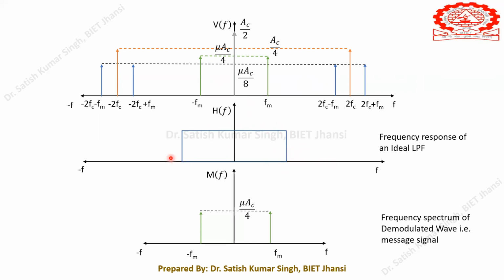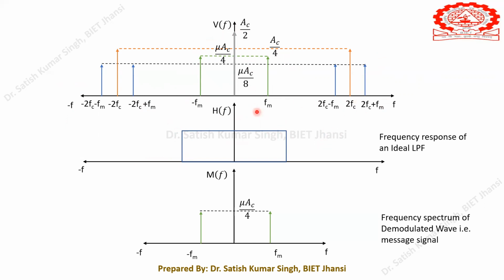So simply, if we have this type of low pass filter followed by this product, Vt, then obviously only this component is going to be passed, and all other high frequency components will be rejected because they don't fall under the pass band of the low pass filter. So they will be rejected.